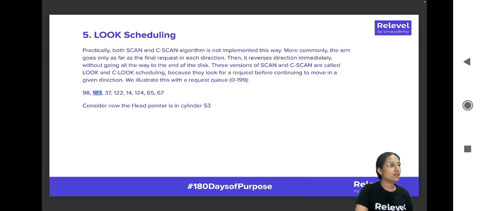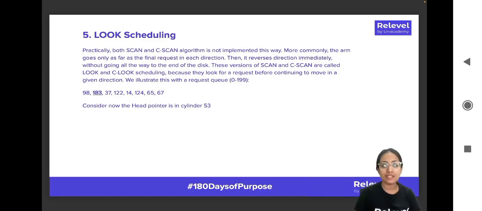There are some more algorithms as well. Okay, this is not the end of it, right? We have some more scheduling algorithms available also, right? We have LIFO, we have N-step SCAN, we have FSCAN, and many more are available, but these are the most popularly used scheduling algorithms.